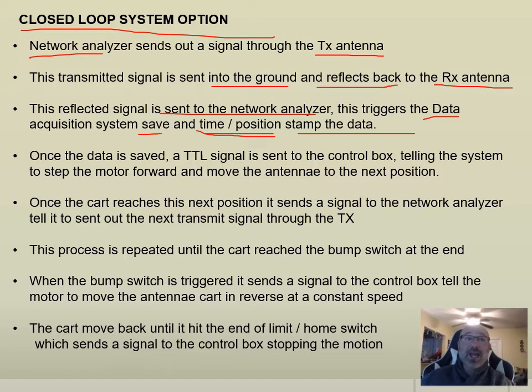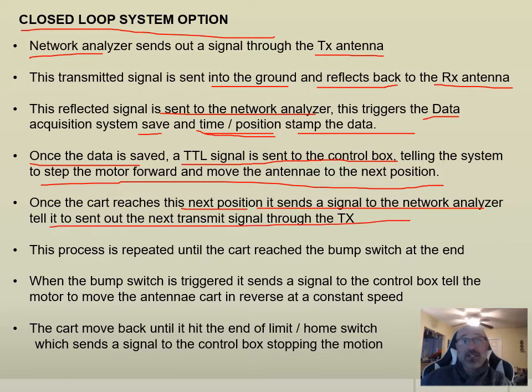So now once this data is saved in our data acquisition system, a TTL signal is going to be sent out to the control box. So from our network analyzer to our control box. And this is going to tell the system to move the motor, step the motor forward and move the antennas to the next position that we want to collect data at. So then the cart reaches this next position, sends a signal back to the network analyzer saying, yes, I'm at this new position here. Please send out your next radar signal. So the network analyzer sends out the next signal through the transmit antenna.